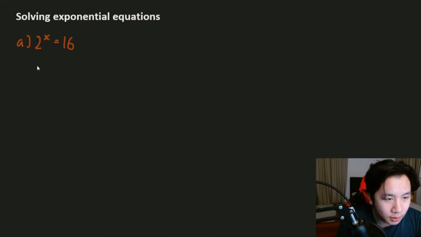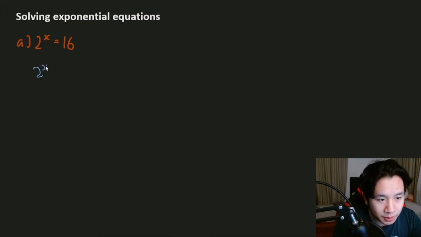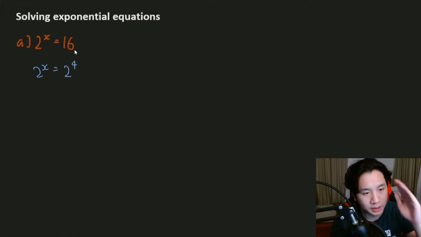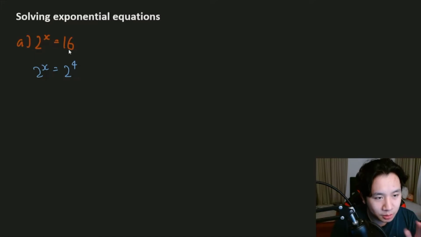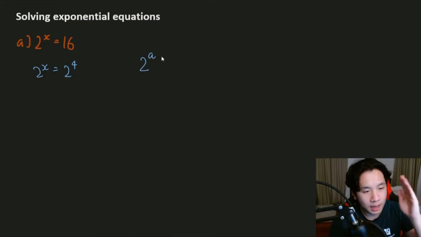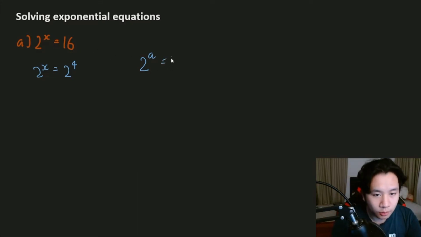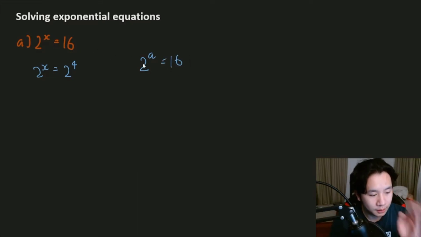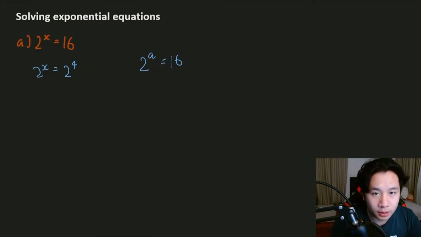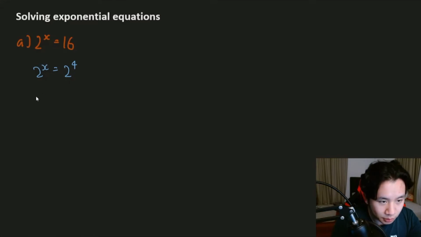And so to do this, here's what I'm going to do. I'm going to write 2 to the power of x is equal to 2 to the power 4, because 2 to the power 4 is equal to 16. Now, if you don't know that 2 to the power 4 is equal to 16, just remember that 2 to the power of something had to be equal to 16. So we need to figure out what 16 is in base 2, and you can just do guess and check. That's totally fine. But if you know it, then you can just go straight into this. And because the bases are the same, it should make sense that x is equal to 4.